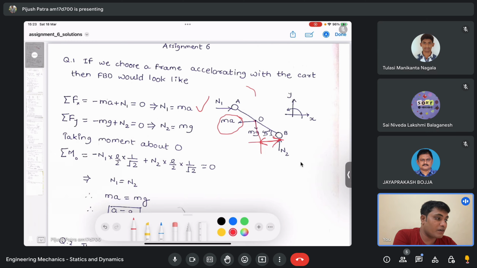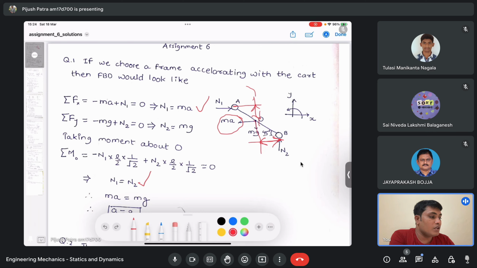L by 2 cos 45, right? So if you do that, it is L by 2 cos 45, and what about this case? It is again this direction, so only this distance, and if this is 45, this is 45, so this should be again L by 2 sin 45, and it's the same thing. That means you are getting that N1 is equal to N2.